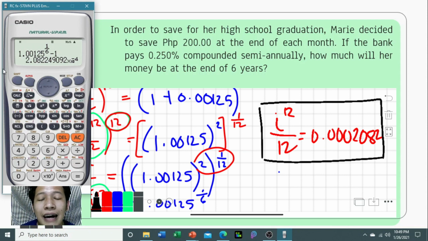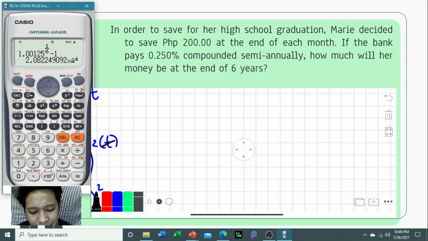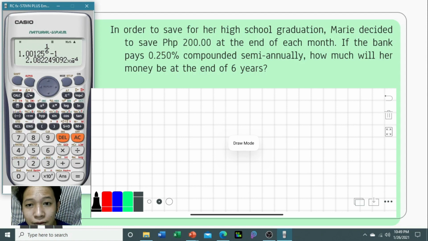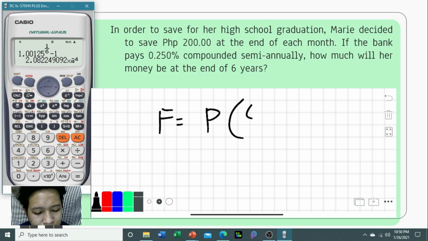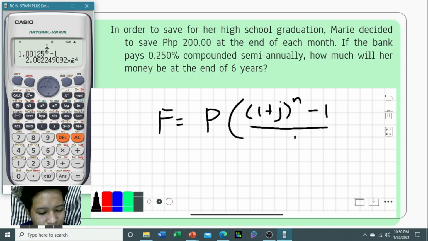In getting our future value, okay po? So in getting the future value, we now substitute the values to our formula. So guided tayo ng formula in getting the future value of an annuity, that is F equals P times 1 plus J raised to N minus 1 over J. So kailangan po ma-remember natin to.